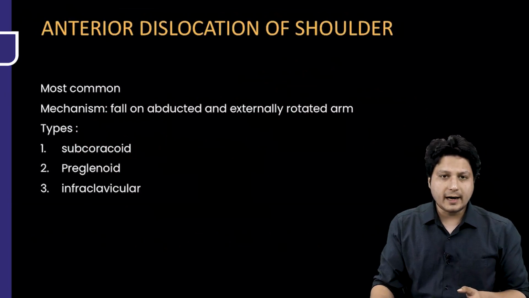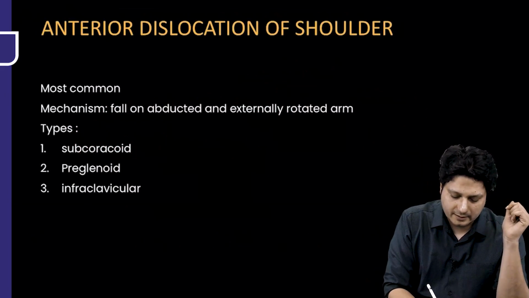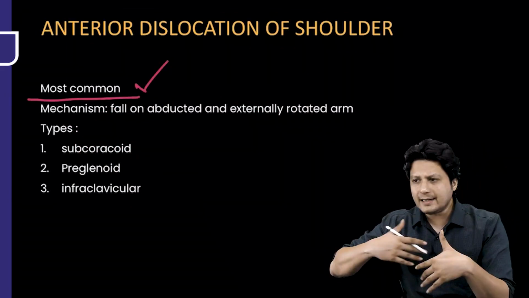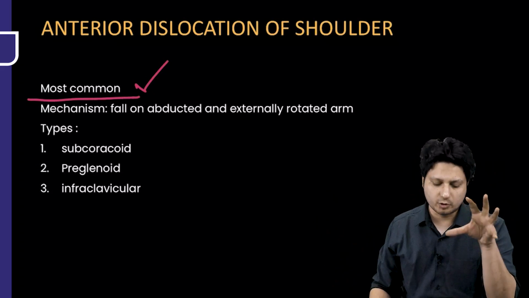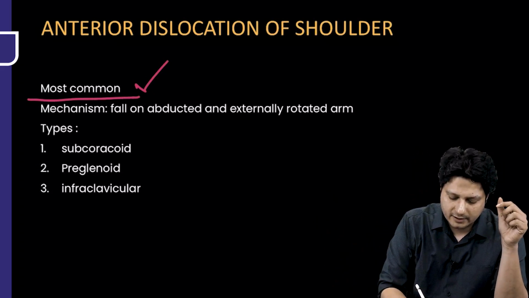Under the heading of anterior dislocation, point number one, it is the most common type of dislocation. Out of any type of dislocation of the shoulder, it is most common. Now, what is the mechanism? You might have read that it is a fall on outstretched arm or fall on outstretched hand. Basically, every conscious individual, when falling, will try to protect the centrally lying vital organs by compromising the limb.